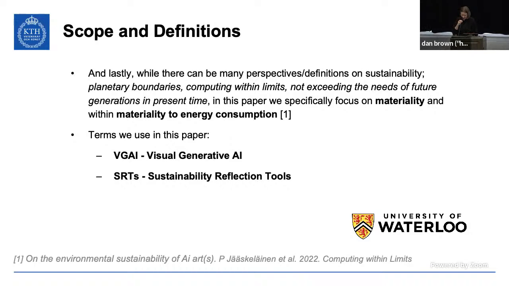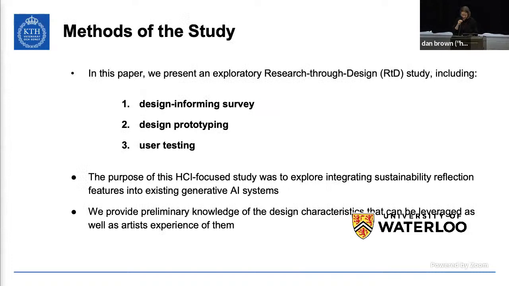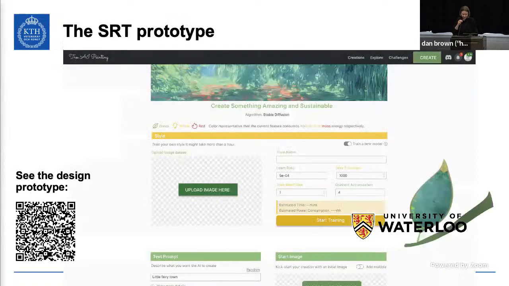For the sake of convenience, in this paper we use the acronym VGAI for Visual Generative AI Systems, and we introduce the acronym SRT for Sustainability Reflection Tools. We used research through design as an approach, which included a design informing survey, design prototyping, and user testing. The purpose of this study was to explore the design space of integrating sustainability reflection features into VGAI systems. We provide preliminary knowledge of the design characteristics that can be leveraged, as well as artists' experience of them, while opening up directions for future studies.